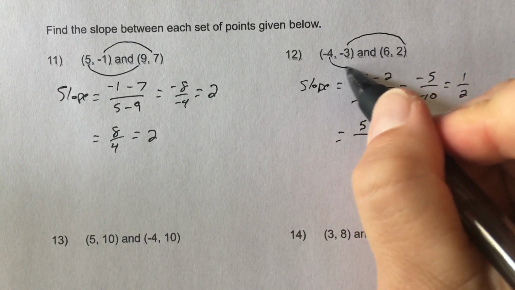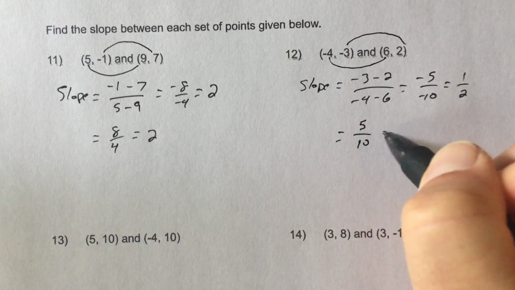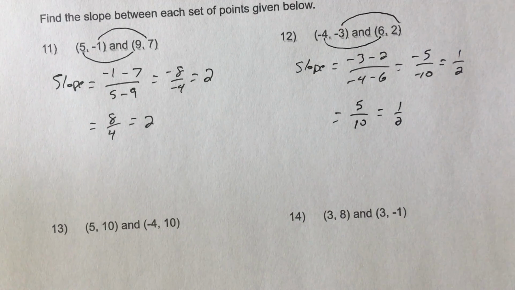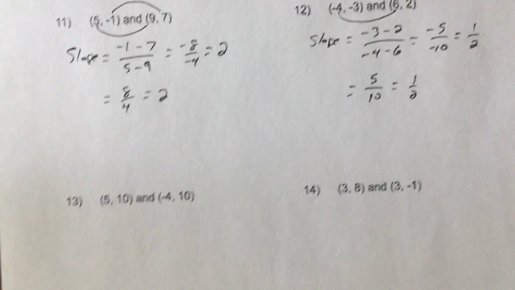To get from -4 to 6, I'd have to go up 10. I think sometimes that takes the silliness out of it. But either one works there.